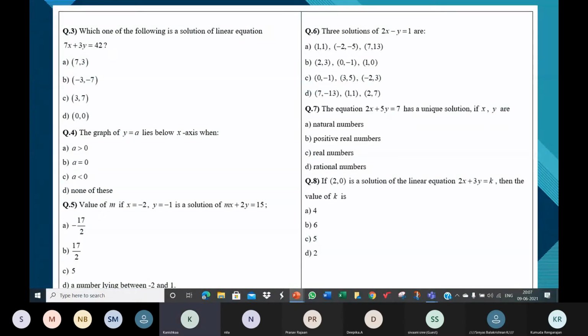Ma'am, fifth one answer is A, ma'am. So in the equation, in place of x, we have to use -2, and in place of y, -1. We need to solve the equation and find the value of m. Correct? Yes, ma'am. The first one, A is the answer.